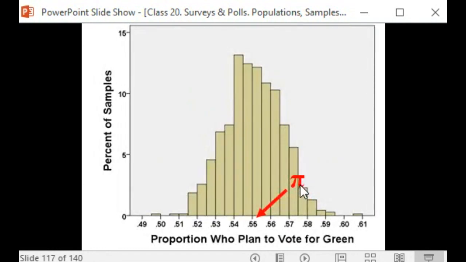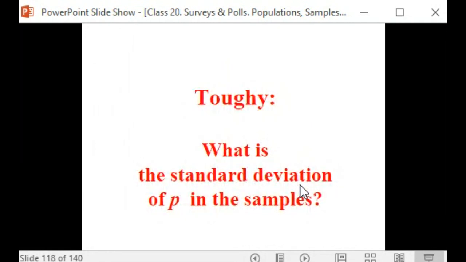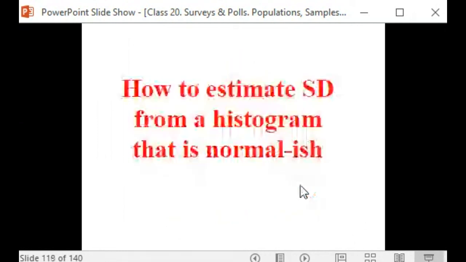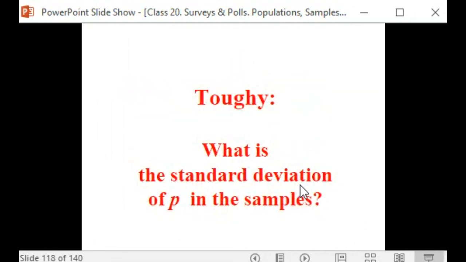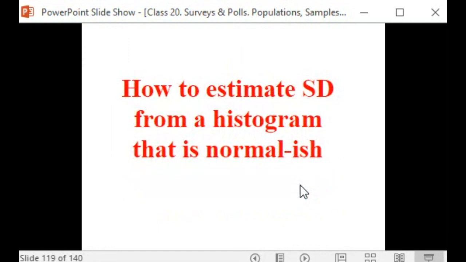Let's just take a look at it again. What's the standard deviation of p? Okay, the correct answer is that the standard deviation of the values of p is 0.015 or about that. Now, that was kind of unfair of me because I haven't really taught you how to do this before yet, but you're going to learn now.